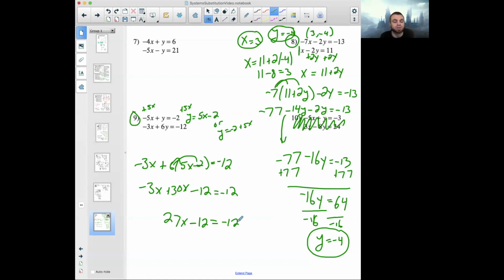This is going to be a tricky one. I can feel it. X equals 0. 27x equals 0. So could x possibly equal 0? Yeah, it could. Because if x equals 0, then if I plug 0 back in, we get y equals negative 2. Does that work? (0, negative 2). 6 times negative 2 is negative 12. There we go. (0, negative 2).